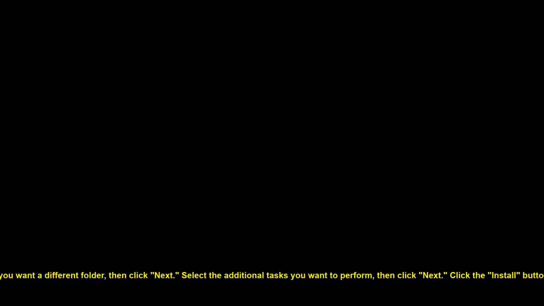Read the license agreement and select I agree to accept the terms. Choose the installation location if you want a different folder, then click Next. Select the additional tasks you want to perform, then wait for the installation to complete. Once the installation is finished, click Finish to exit the Setup Wizard.